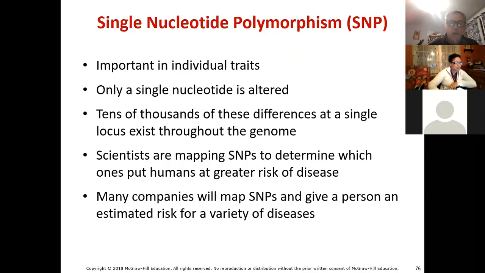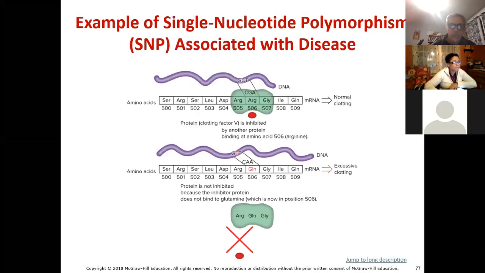Now, single nucleotide polymorphisms are important in individual traits. Only a single nucleotide is altered. Between individuals, tens of thousands of these differences at a single locus exist throughout the genome. Scientists are mapping these single nucleotide polymorphisms to determine which ones put humans at greater risk of disease. Many companies will map these and give a person an estimate of their risk for a variety of diseases. You can now send a sample to a company to do that.